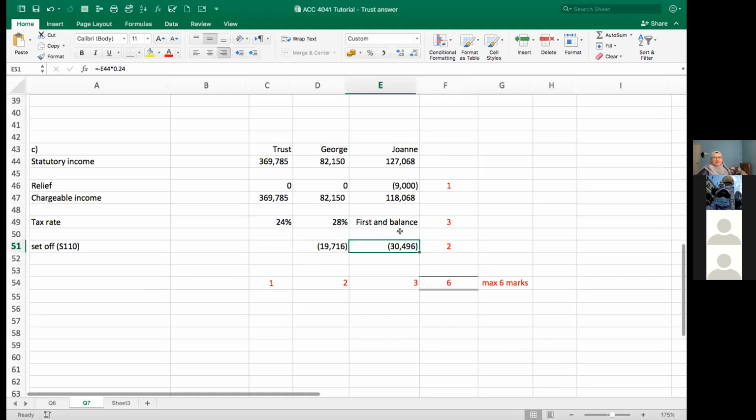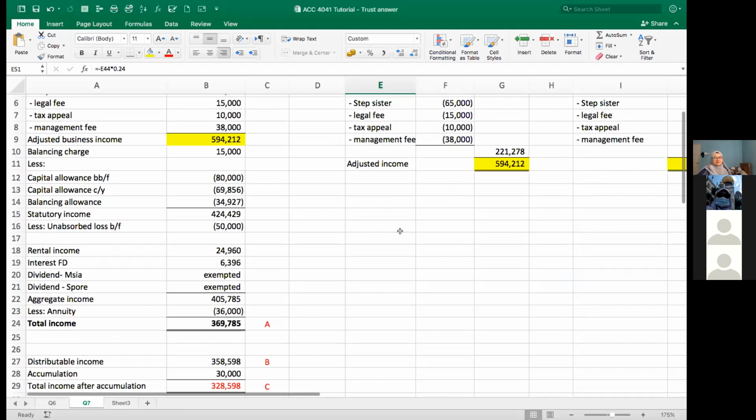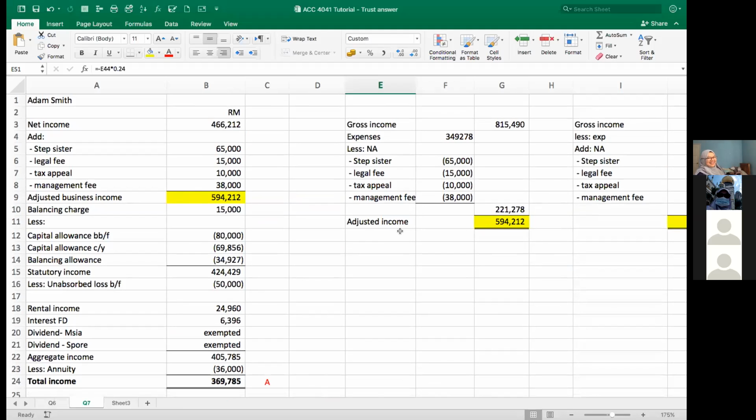So how do you find the trust? Interesting, but in terms of practicality, I haven't done any computation for a trust. It's not like RPGT, which we will definitely encounter. But it's good that if you are asked to compute the tax liability of a trust, you should know that that's how it is done.